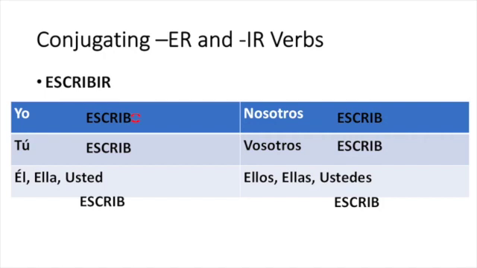So in the yo form, I'm adding back an o. In the tú form, es. Sounds familiar so far, right? Just like the ER ending. So o, es. In the he or she form, e. In the we form, instead of emos, my IR verbs are a little bit different. I'm adding back imos. This is an IR verb, not an ER verb. So imos instead of emos. For the vosotros form, we're adding back ís. And then in the ellos, ellas, ustedes form, en.